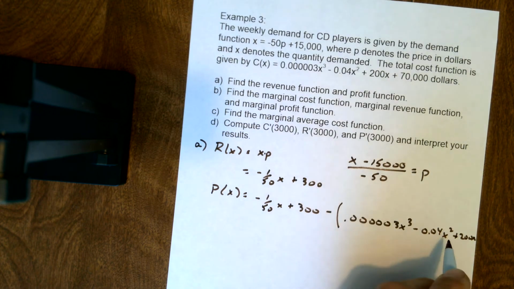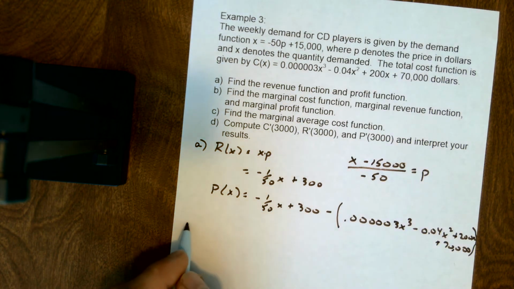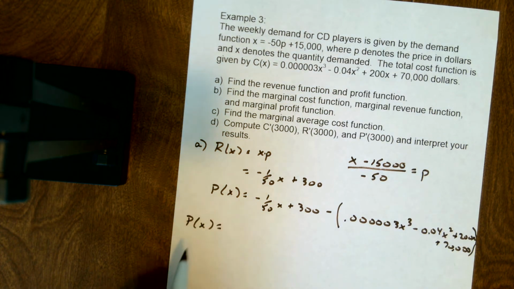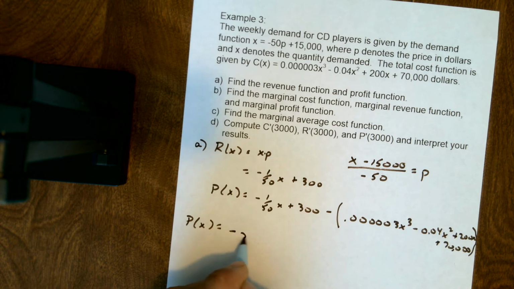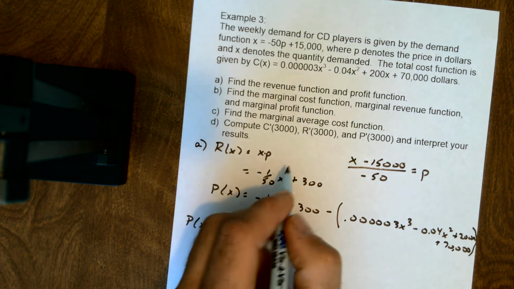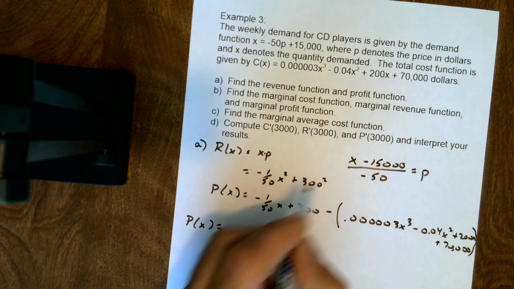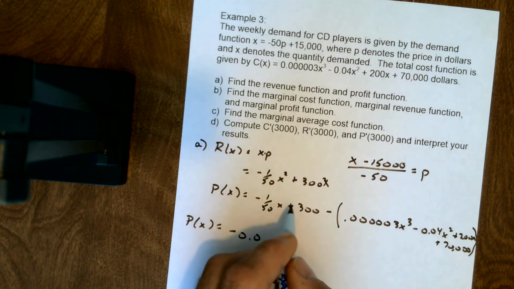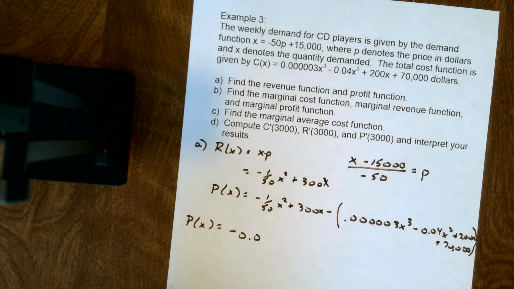Let's see, 200x plus 70,000. I didn't have to give it to you, I guess, did I? So multiply your negative through. So p of x is going to be, oh, good gracious. This one, oh, I didn't multiply my x times my p, did I? So it's x squared, and this is 300x. Whew. I thought that looked awfully odd.